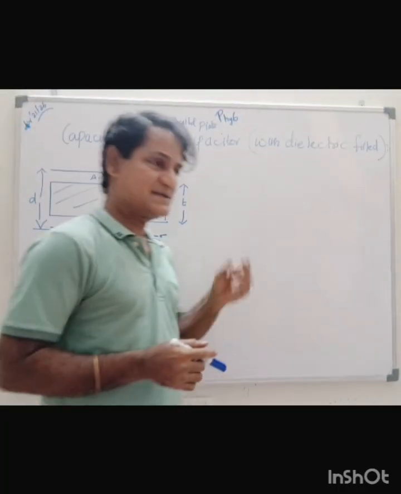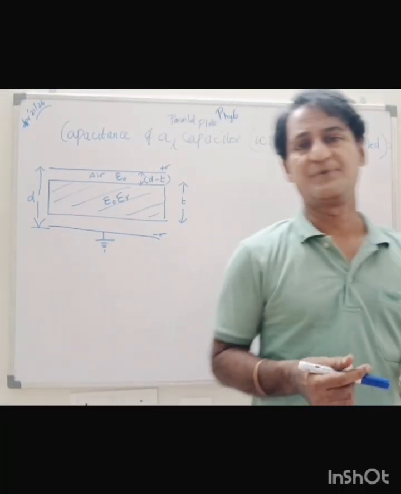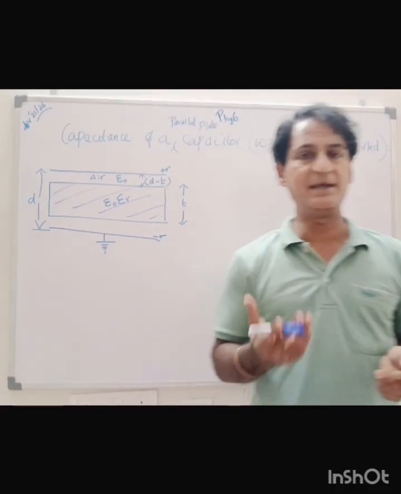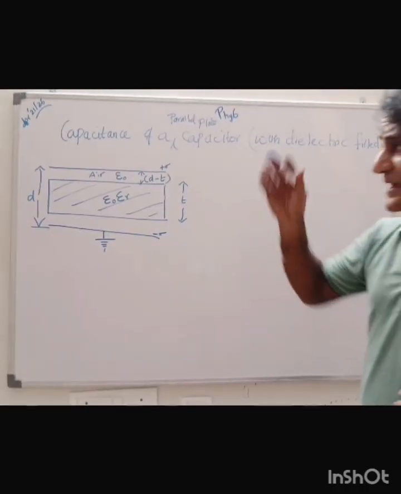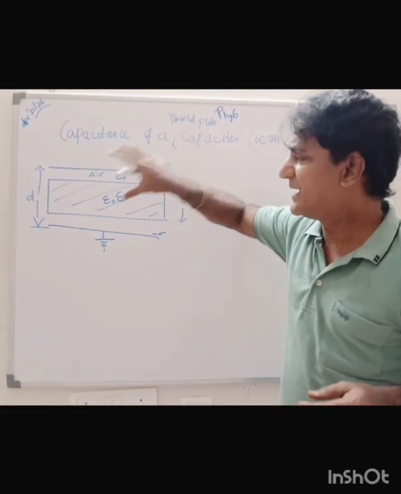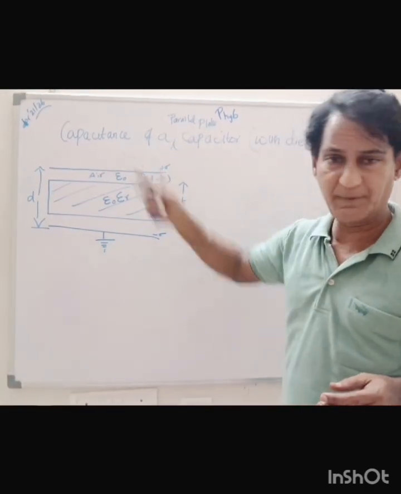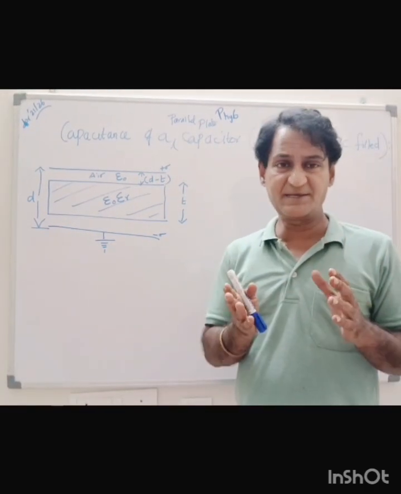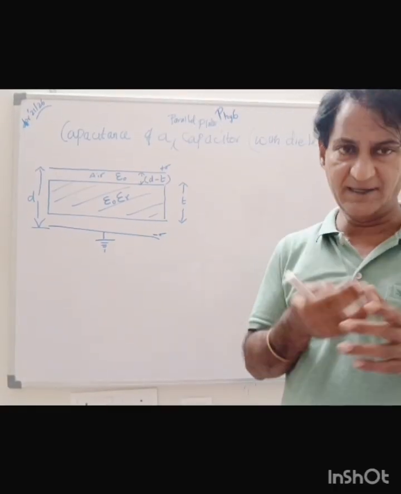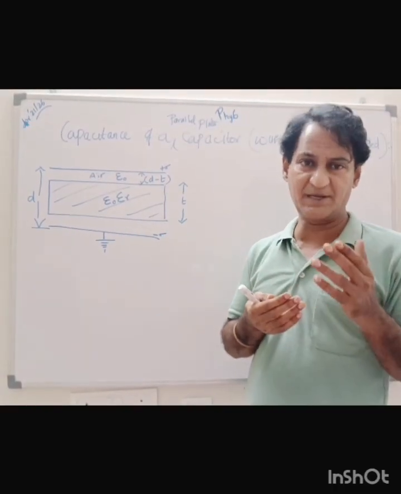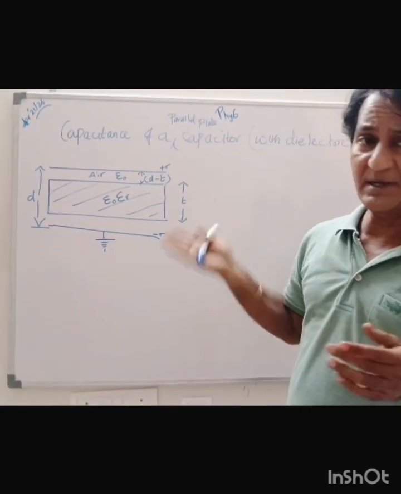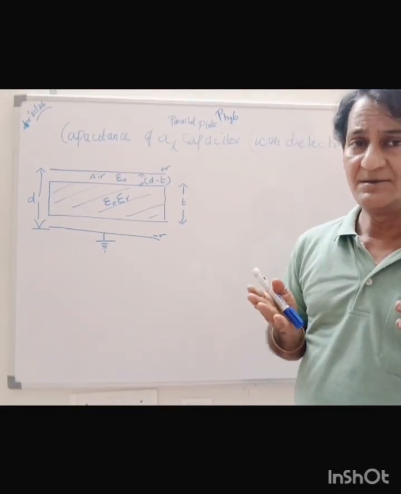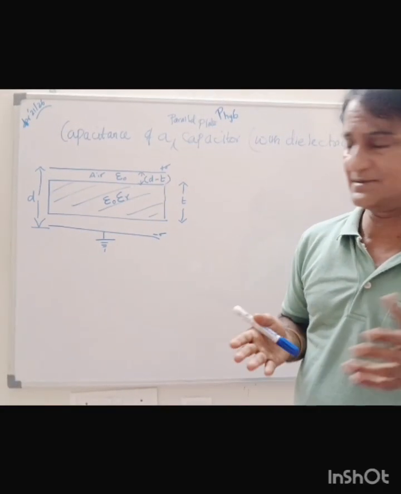Now see, the capacitance is the property of storing charges in a capacitor. That is what we call the capacitance. Now if I introduce a dielectric slab between the two plates of a capacitor, certainly the capacitance value will keep on increasing. So the storage capacity will keep on increasing, because we know that a capacitor is a charge storing or storage device.